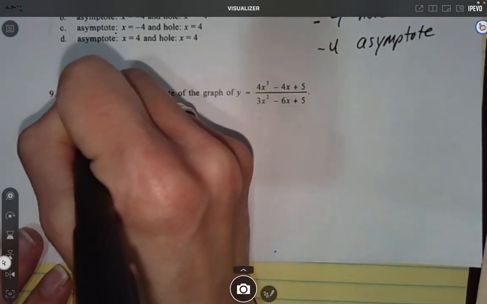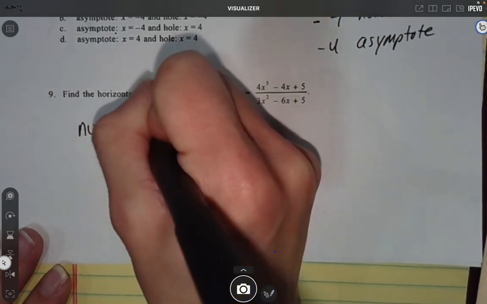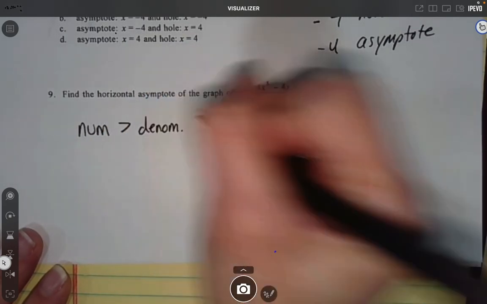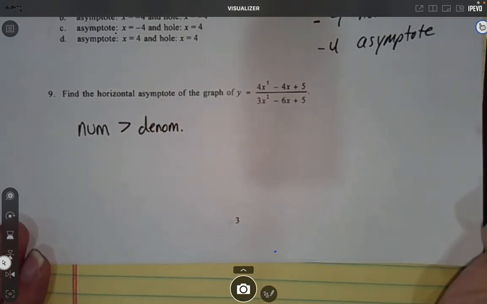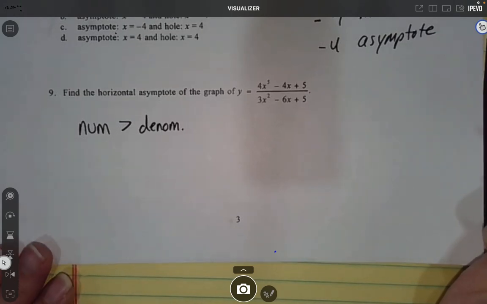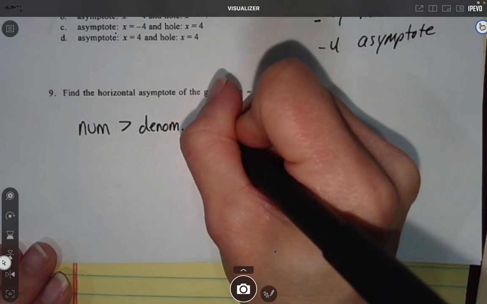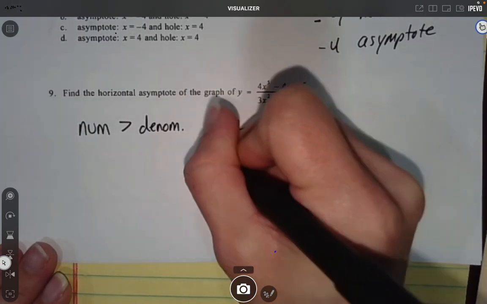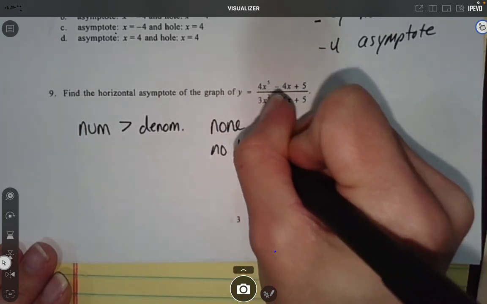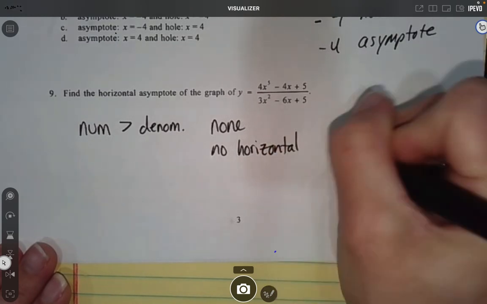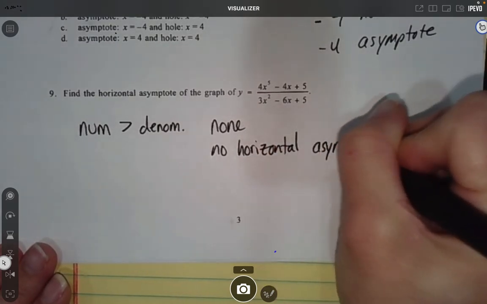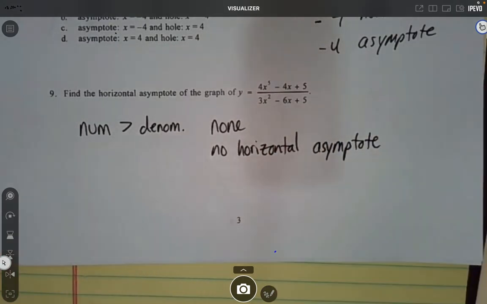So if the numerator is greater than the denominator, is that how y'all have it written on your note card? Then what's my horizontal asymptote? There's none. There is not one, right? So we just put none or no horizontal asymptote. I thought it was going to ask for more than that, but that's it.